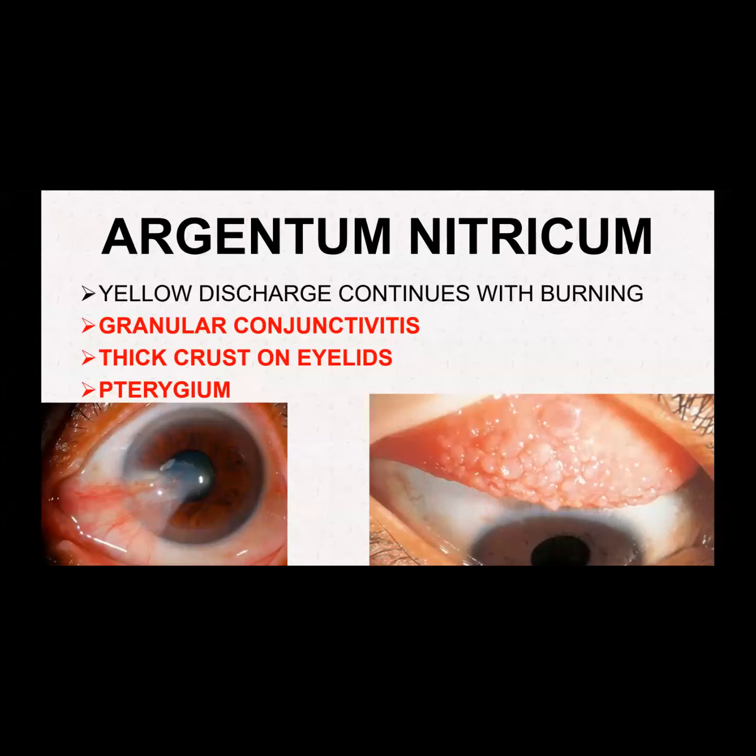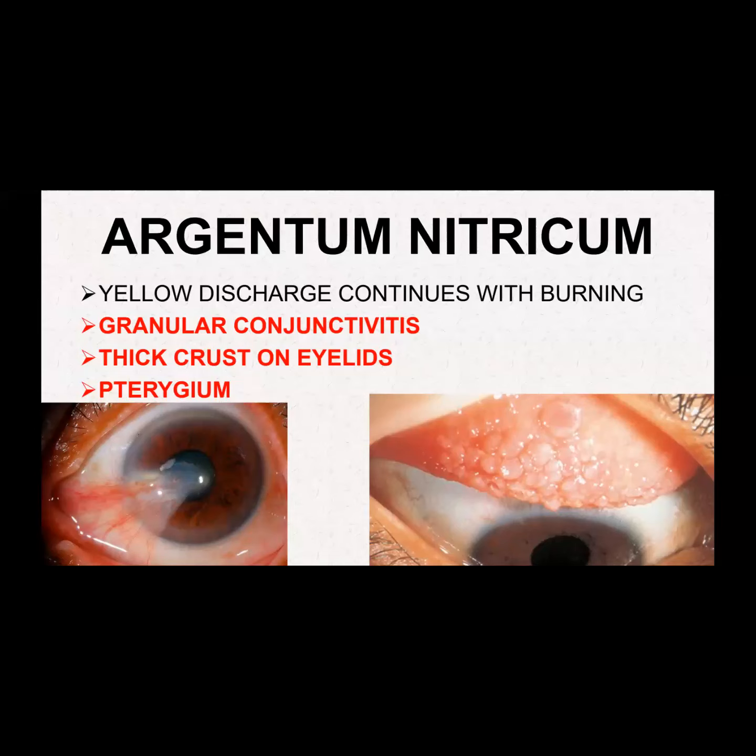Yellow discharge is most important in Argentum nitricum, along with Pulsatilla also. So if the discharge is yellow, then Argentum nitricum we can think of. This is causing a thick crust on the eyelids. Due to that discharge, there is thick crust formation.